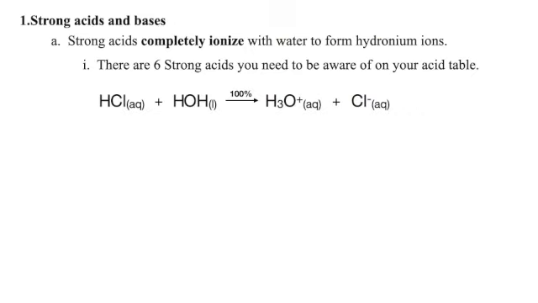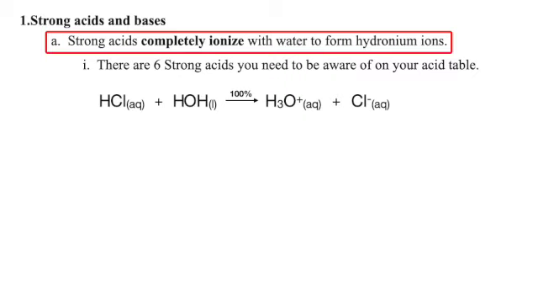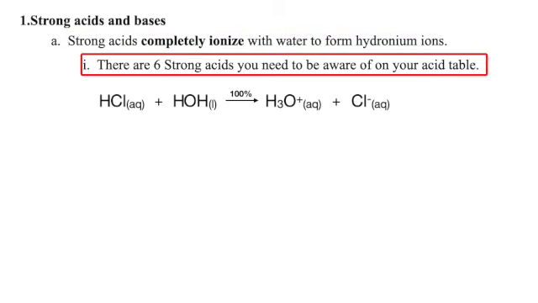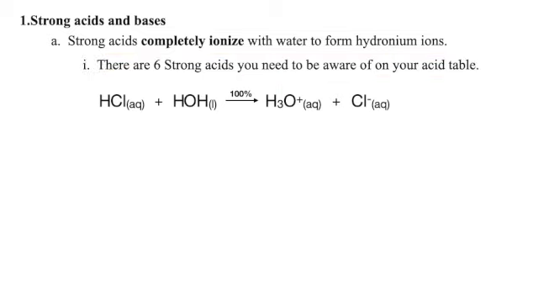Okay, so this says strong acids completely ionize with water to form hydronium ions. Completely ionized means there's no reactants left over. 100% of the reactants turn into products. So for all the 6 strong acids on the table, that's what you see. There's not an equilibrium arrow. It's a 100% reaction.